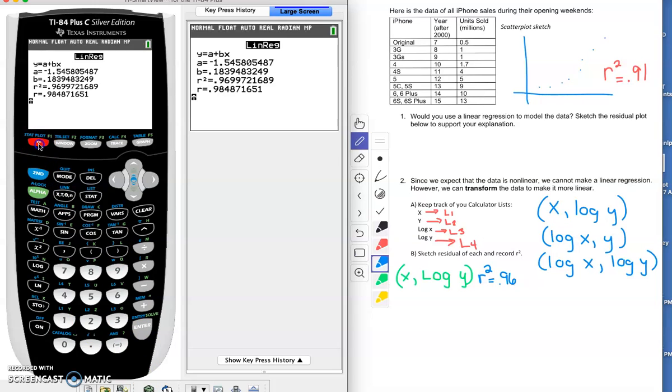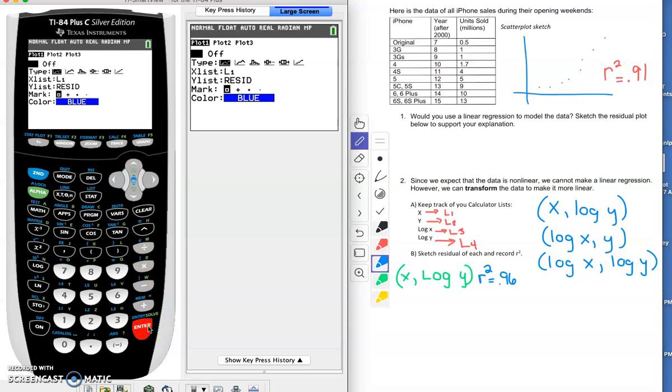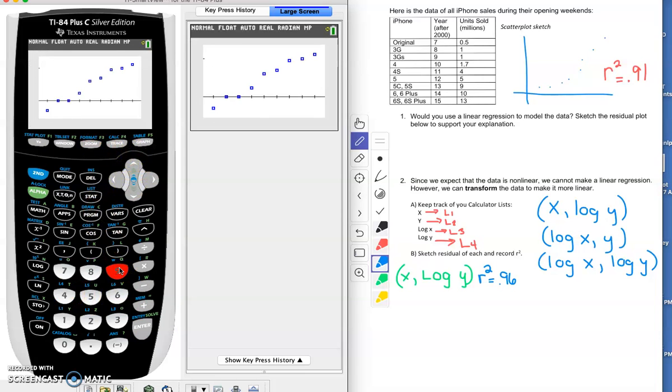So I go to stat plot. I'm going to look at the original scatter plot. So in here, I changed this to L1 versus L4. See why it's important to track your lists. L4, zoom 9. Let's see if it's straightened at all compared to the original. Yeah, I'd say that's looking a little straighter here.